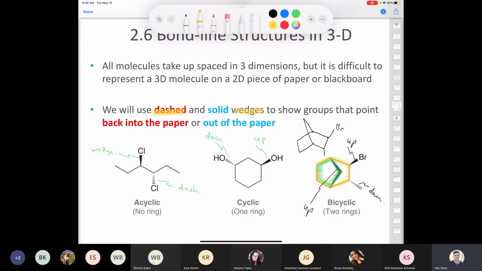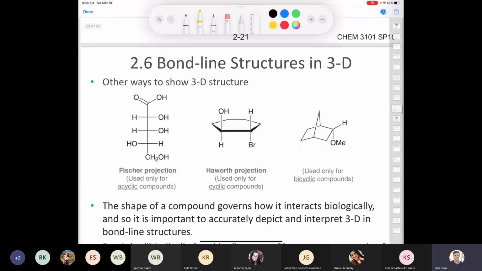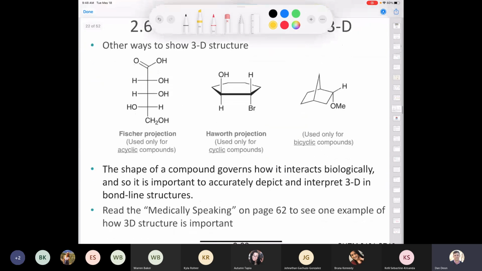Dashes and wedges. Well, you can imagine that organic chemists can't stop there. There are other ways that we use to represent 3D structure. I just showed you the bicyclic structure. I tried to draw one the best I could. We also use what are called Fischer projections. These will come up more in organic chemistry too.